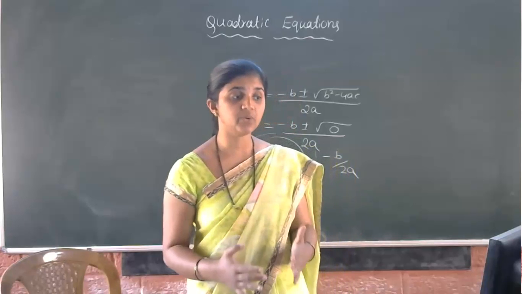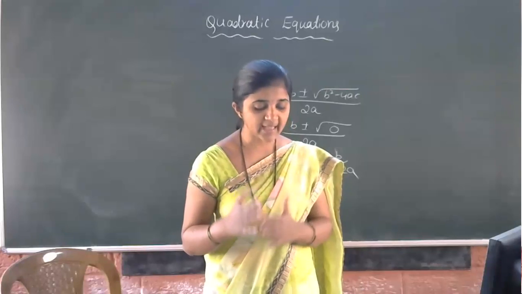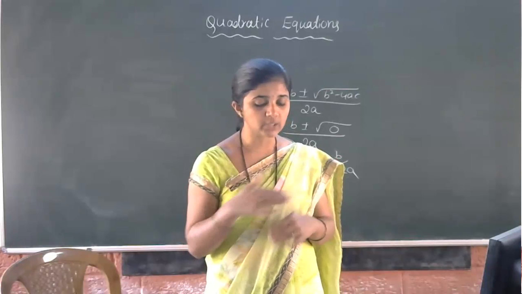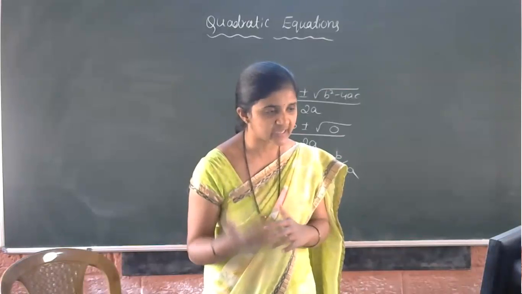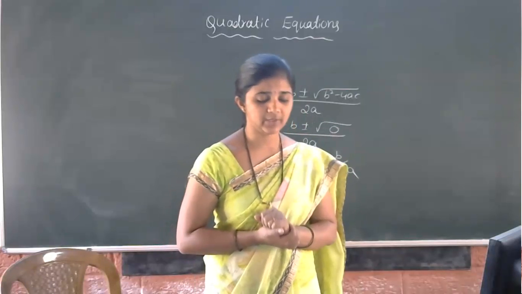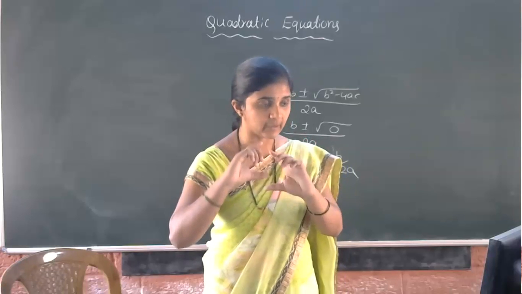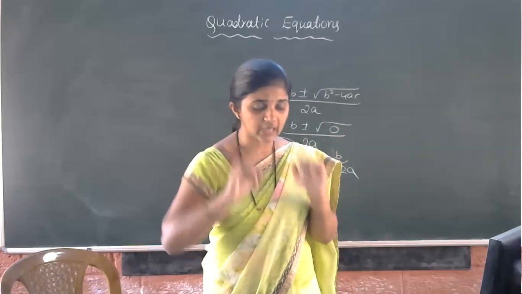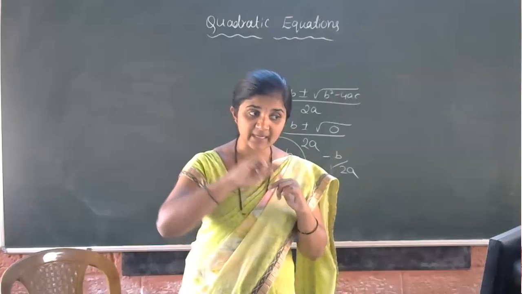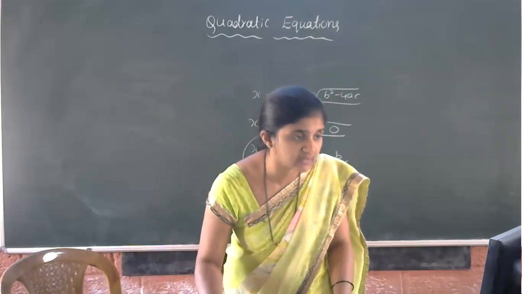Example 17 you have to see now. A pole has to be erected at a point on the boundary of a circular park. Now park is in the shape of circle. Okay. A pole has to be erected. So boundary of a circular park of diameter 13 meters. So circular park diameter is given, that is 13.